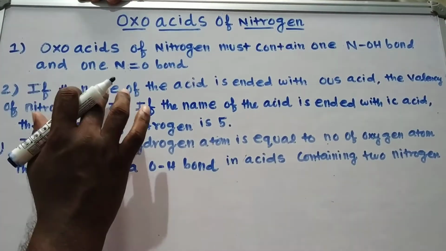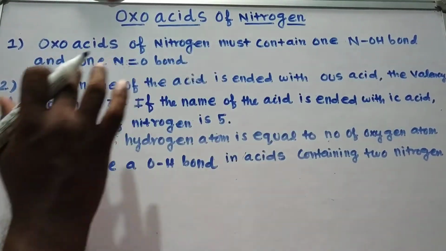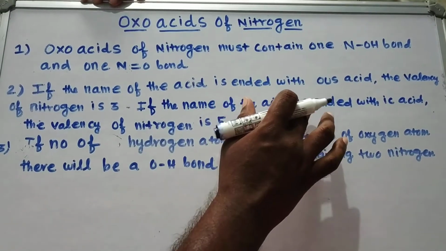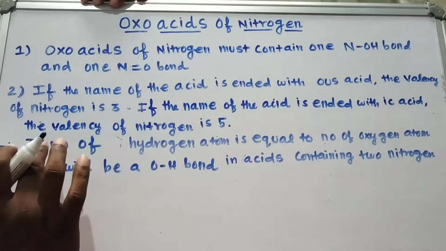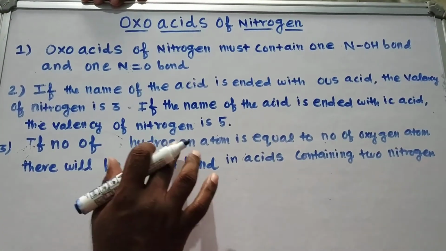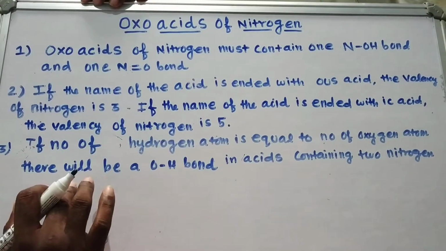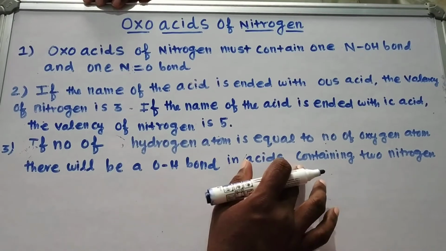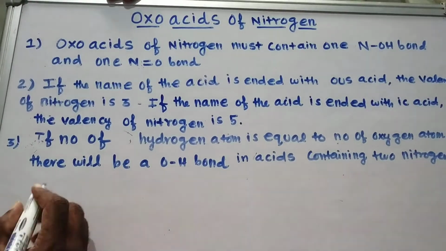If the name of the acid ends with -ous acid, the valency of nitrogen is 3. If the name of the acid ends with -ic acid, the valency of nitrogen is 5. If the number of hydrogen atoms is equal to the number of oxygen atoms, there will be an O-H bond in acids containing 2 nitrogen atoms. Okay. Now we are going to draw the acids.